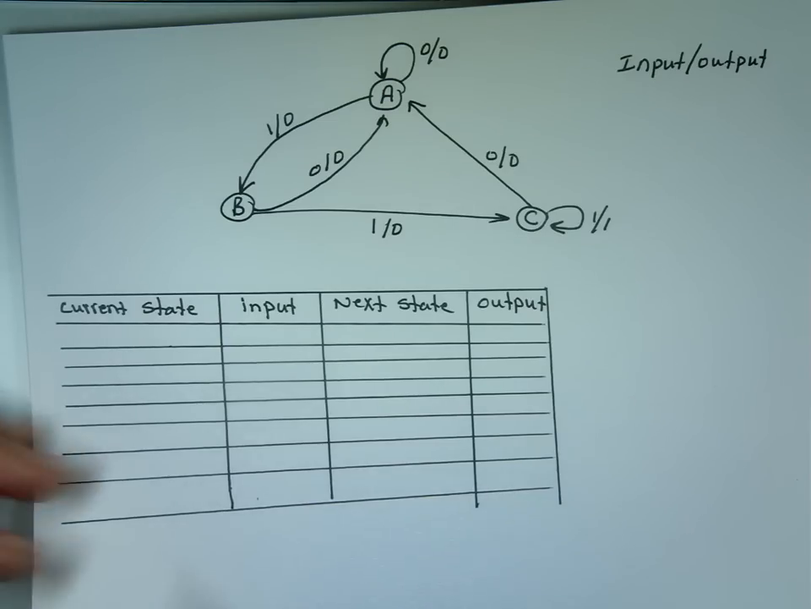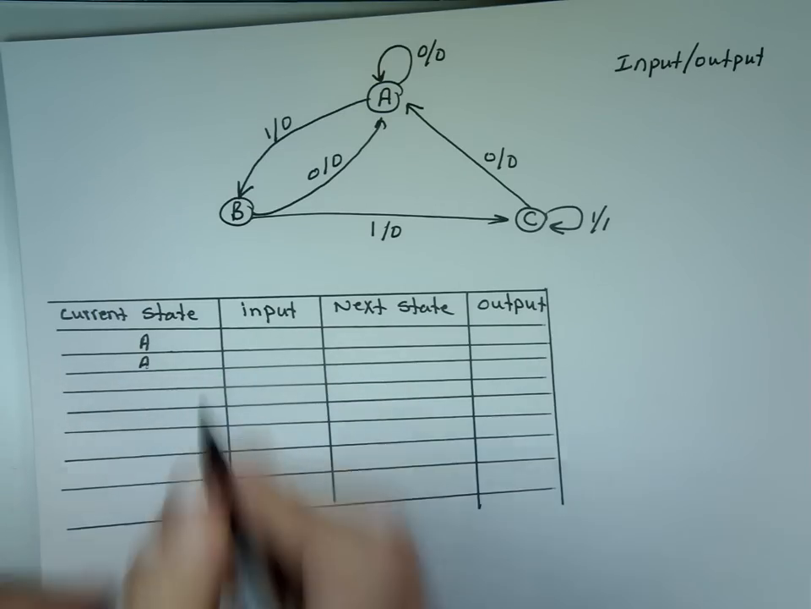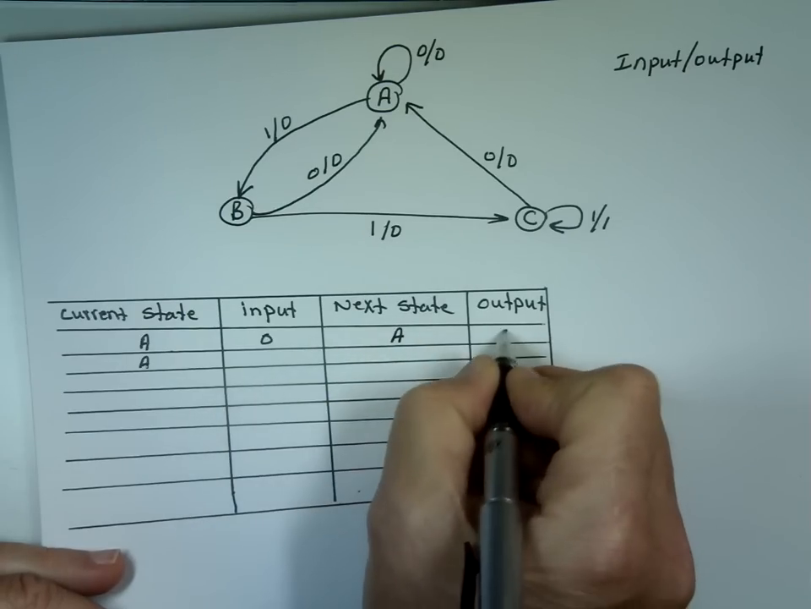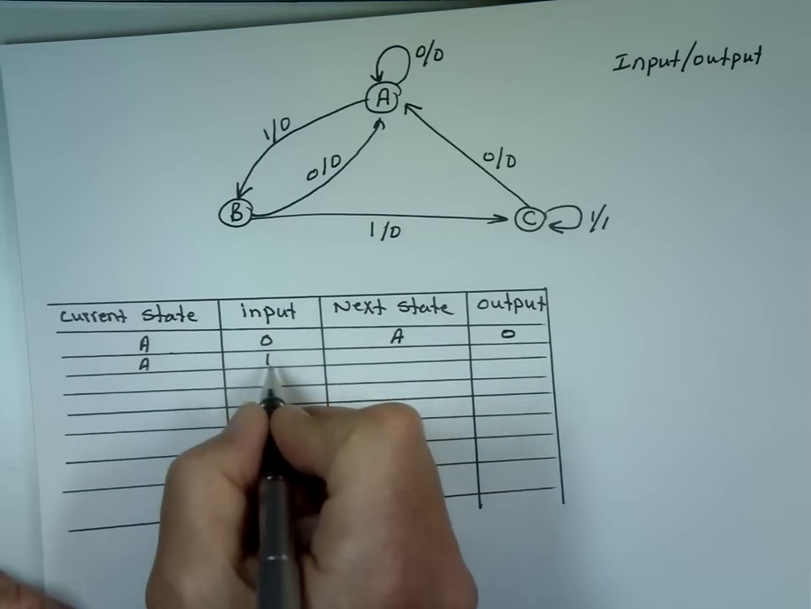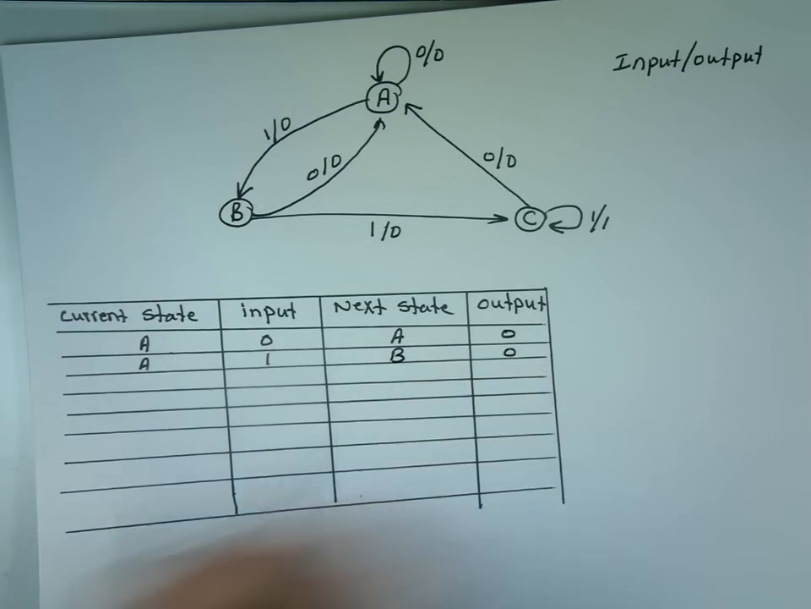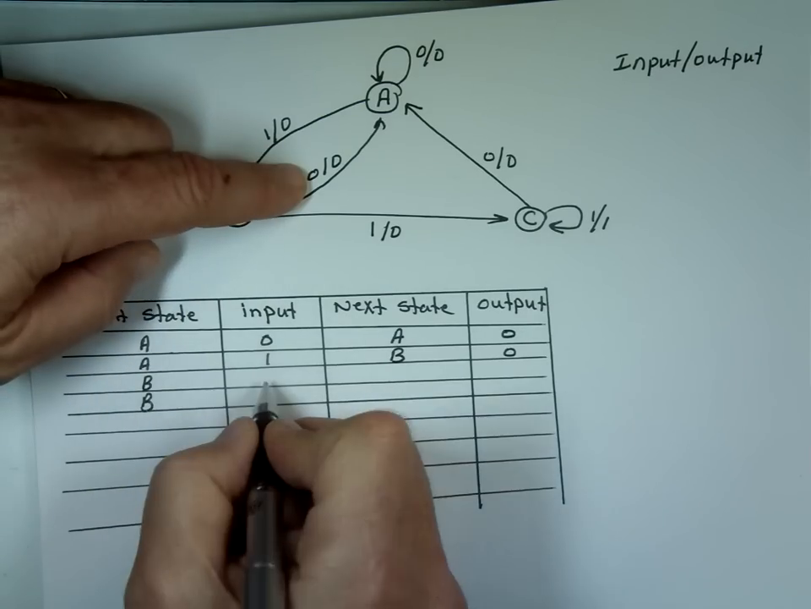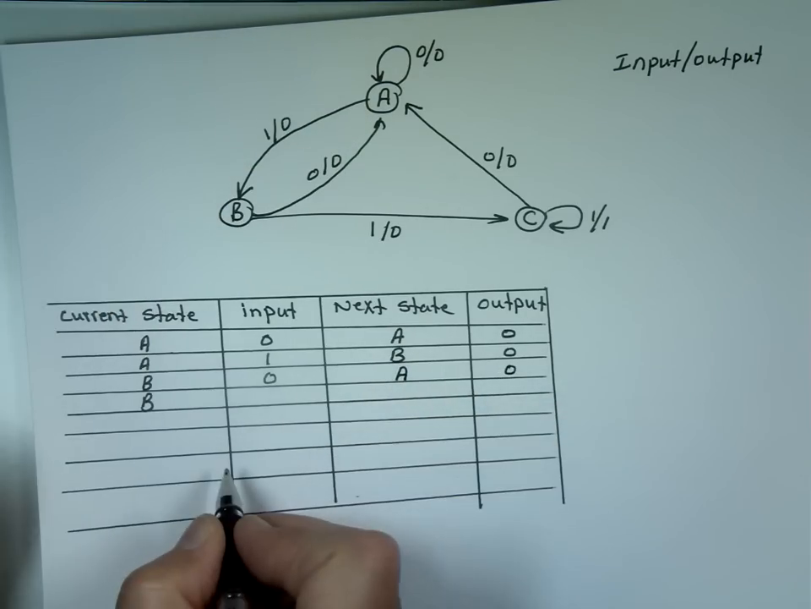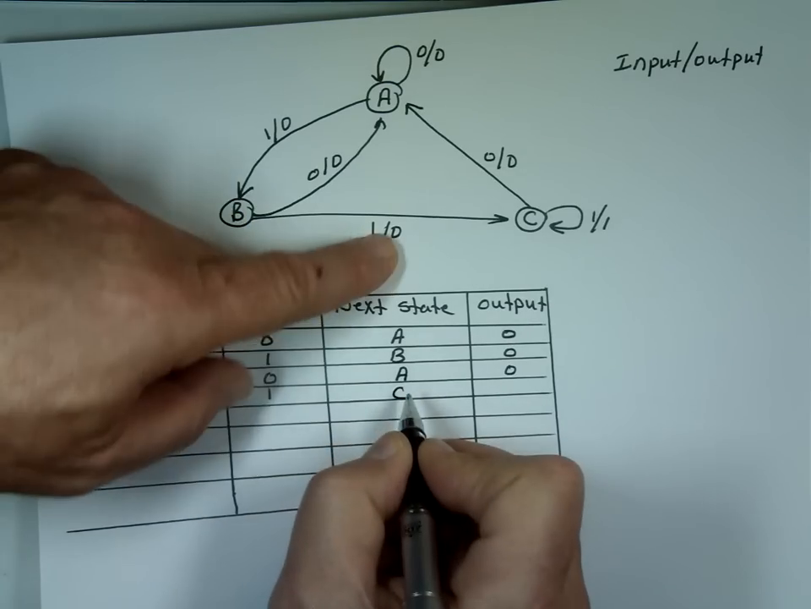So if I'm at state A, and my input is 0, where do you go? A, and what's your output? 0. If you're at state A and you put a 1, where do you go? B, and what's your output? 0. If you are at state B and you put a 0, you go to A and your output is 0. If you put a 1, you go to C, and your output is 0.